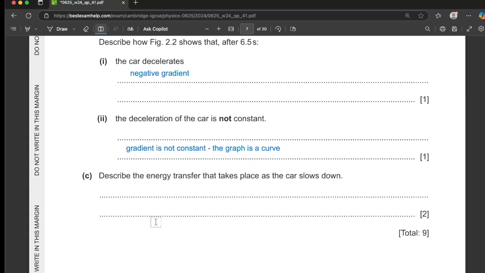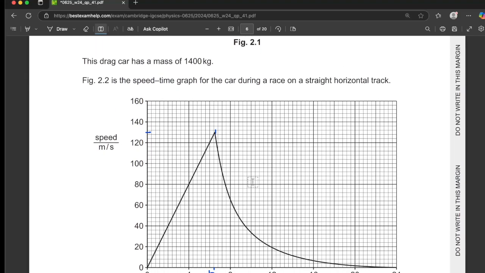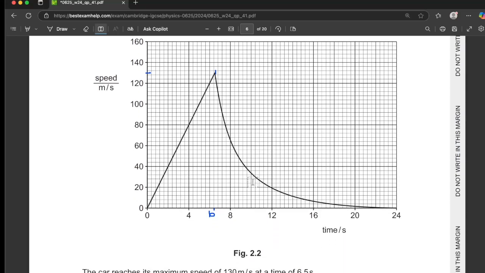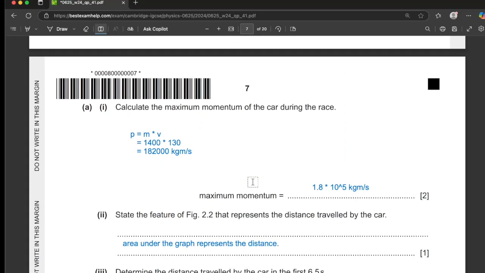C. Describe the energy transfer that takes place as the car slows down. Initially it has kinetic energy, obviously, because it is moving. As it slows down, there is some kind of friction. You need to overcome that to slow down, and that will be converted to thermal energy.